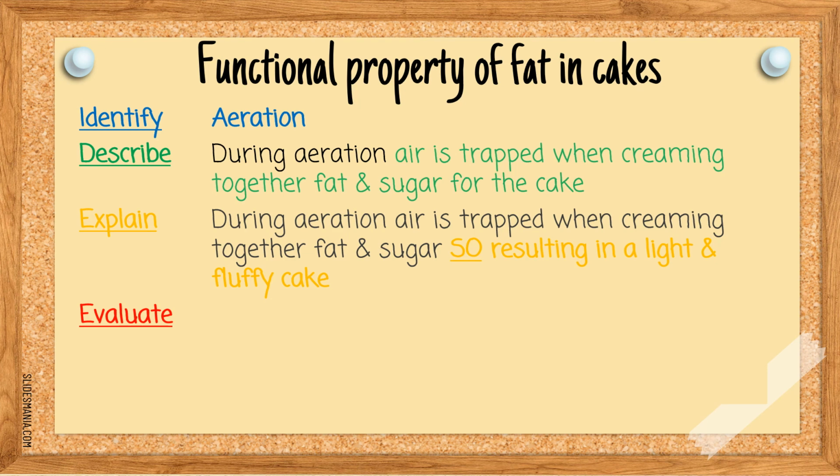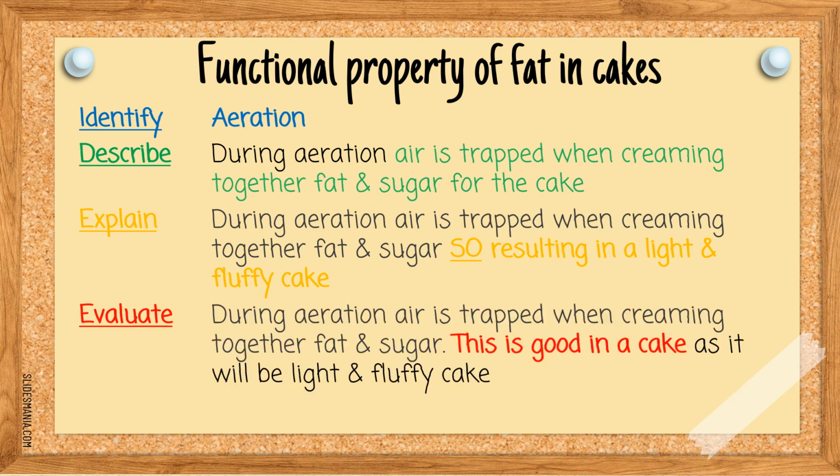Remember, we need to include and be specific to the person, product or place that's in the question. In this instance, we're talking about cakes, so we do have the word cake in both the description and the explanation. And you'll also see it in the evaluation too. So that's us being specific to the question.